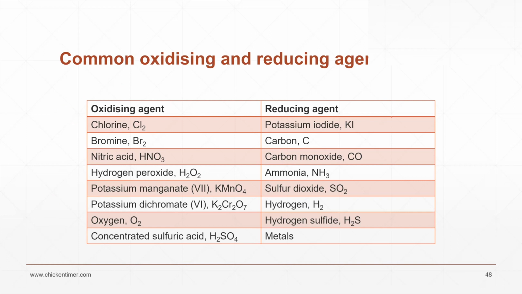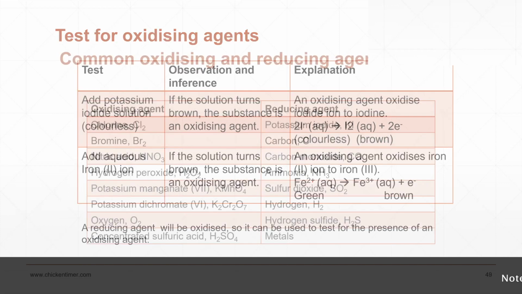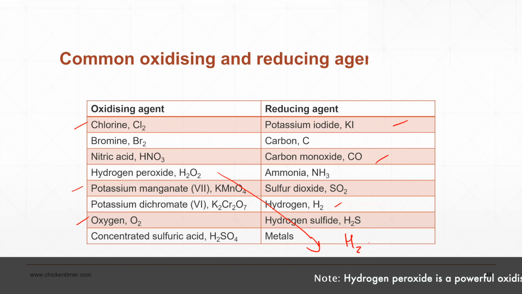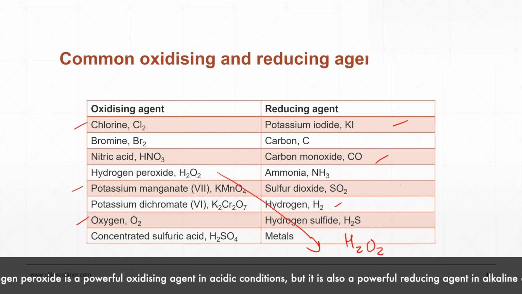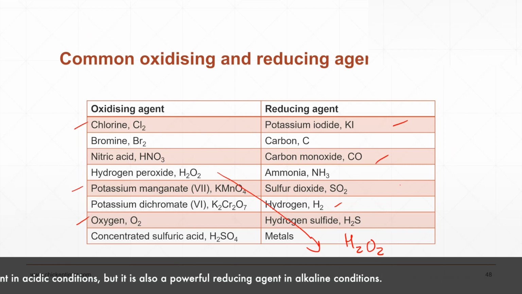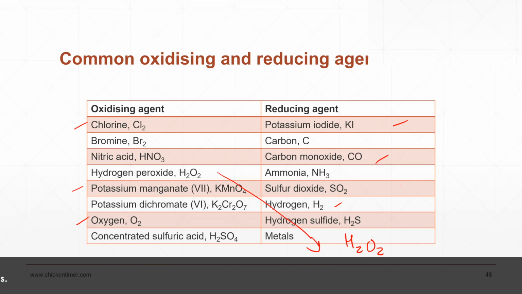Have an impression, but you most likely only need this: potassium manganate. Maybe one of these from iron. A lot of them are just there, you just have an impression. Hydrogen peroxide is also a reducing agent here, but it's not in the syllabus. It's both: hydrogen peroxide is a reducing agent and an oxidizing agent. It depends on what you add to it, acid or a base. But it's not in the syllabus, no need to know.